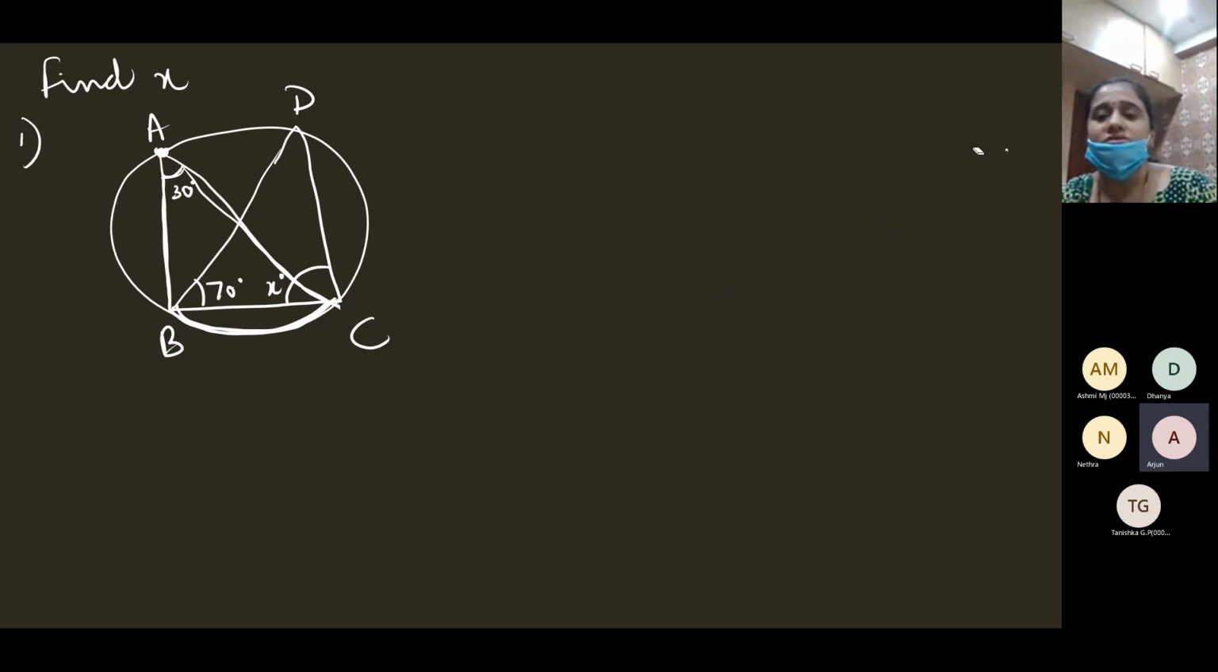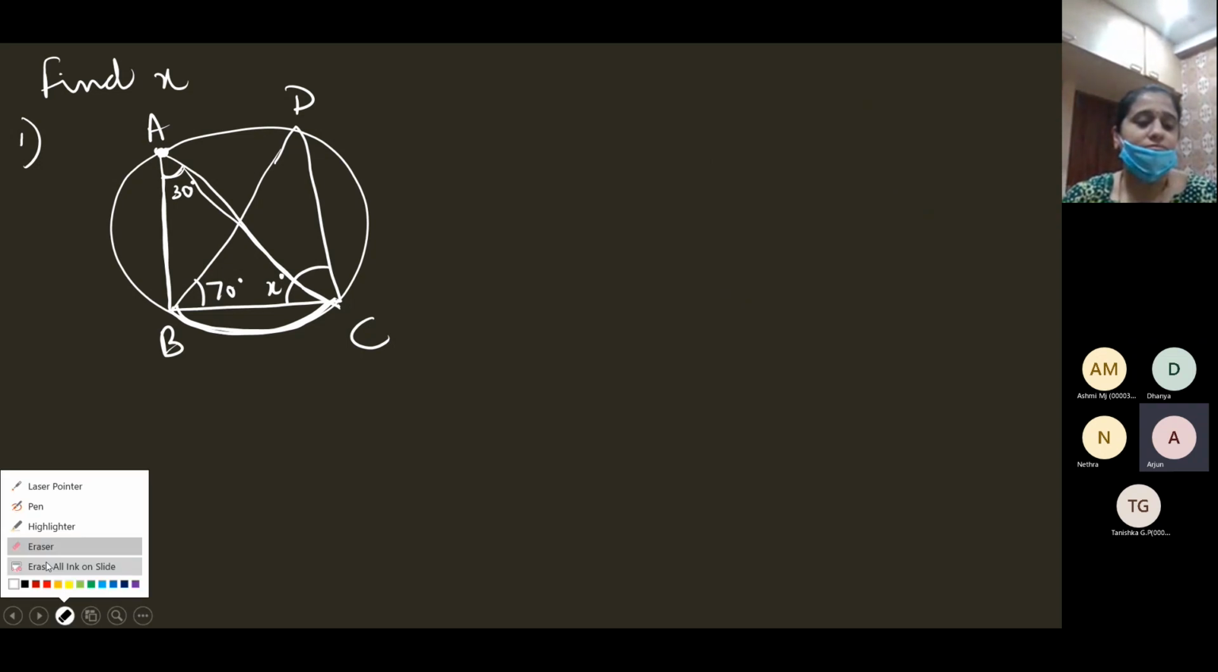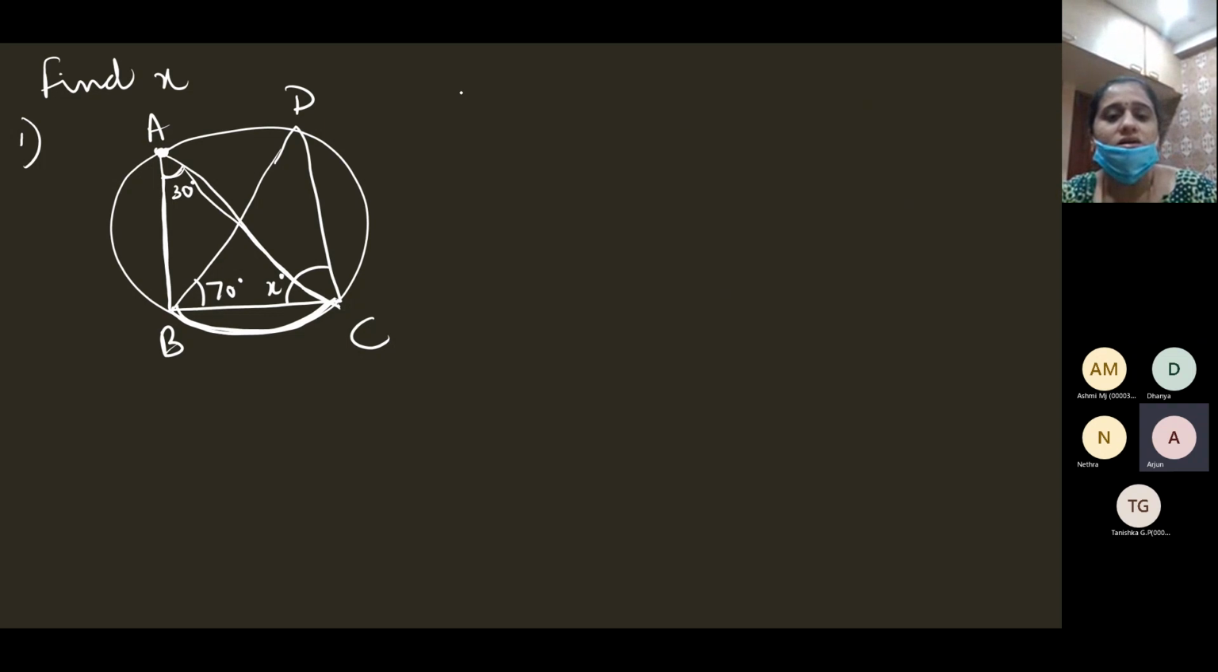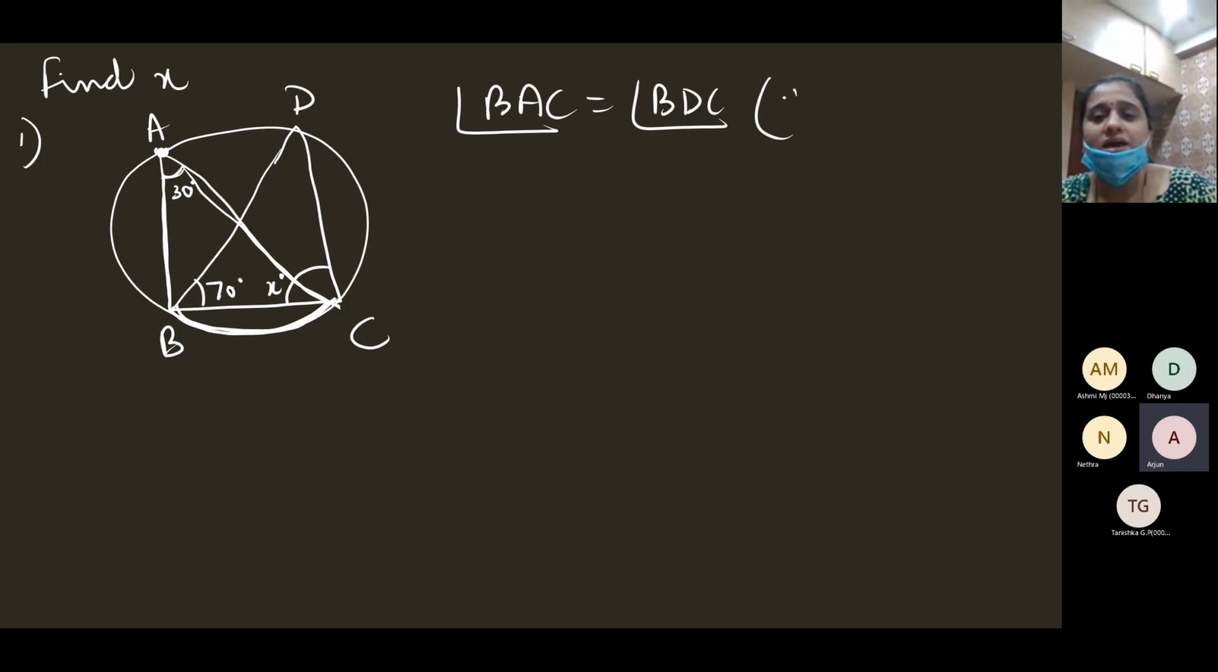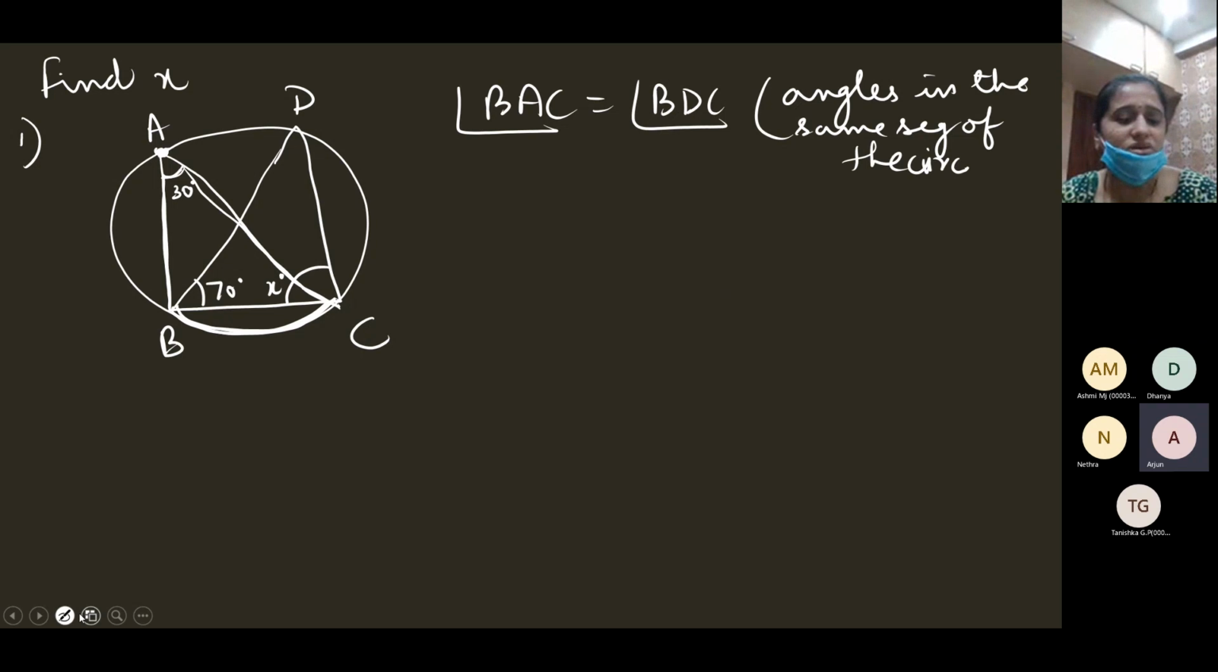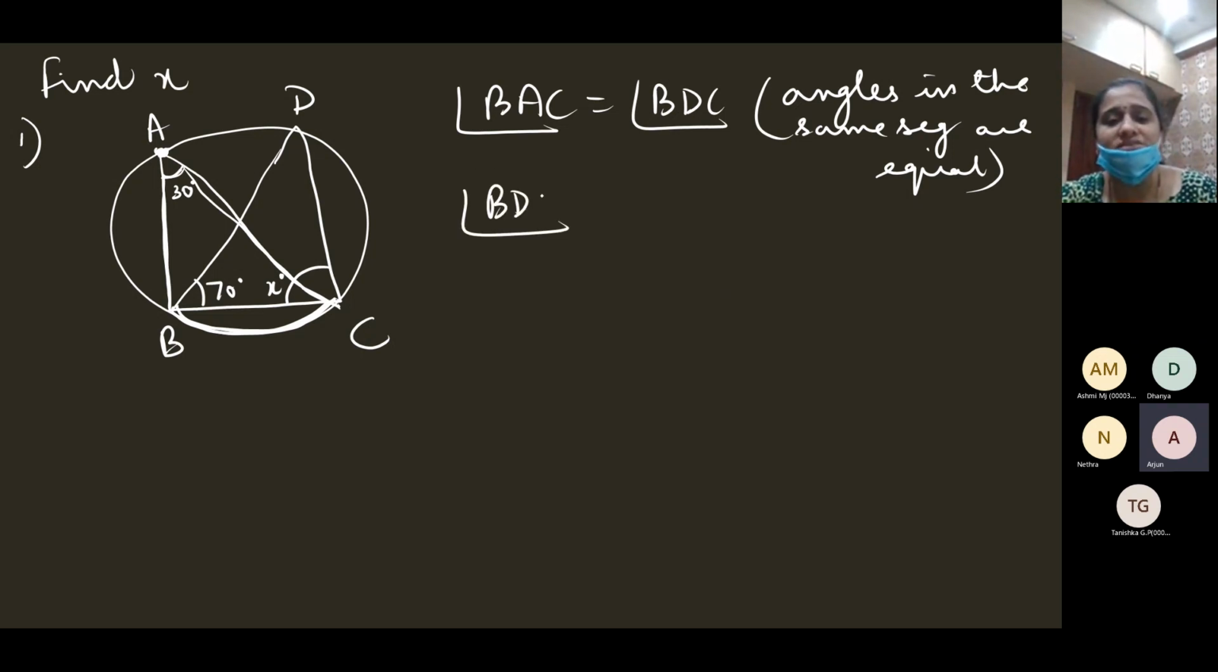Okay, so how do we present the answer and how do we find the value of X? First we start by saying angle BAC is equal to angle BDC. Reason: angles in the same segment of a circle. You can just start with same segment, you don't have to write of the circle. Angles in the same segment are equal. So BAC is equal to BDC. Since BAC is 30 degrees, angle BDC is also 30 degrees.